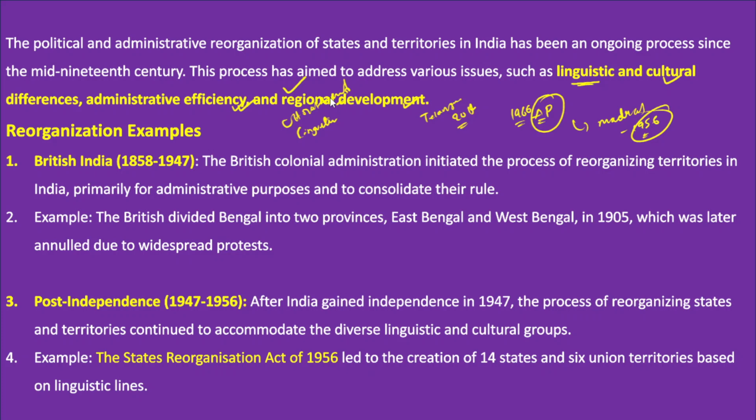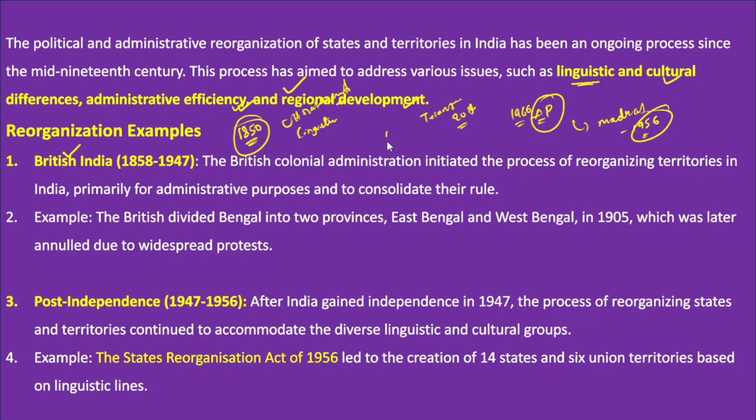Now we need to discuss the administrative and political reorganization of the territories of India, with examples, since the mid 19th century. Firstly, British India, which was in India from 1858 to 1947.